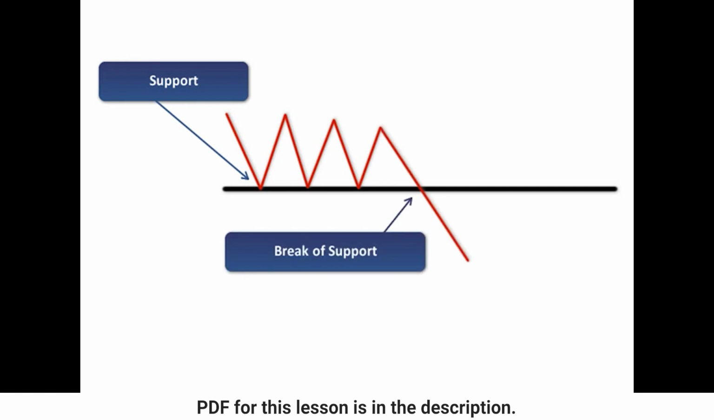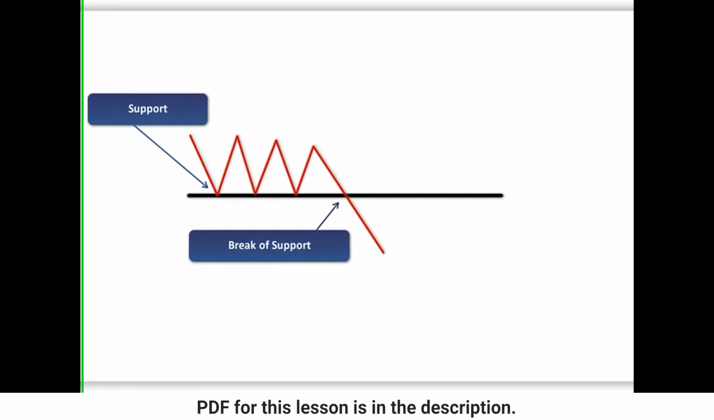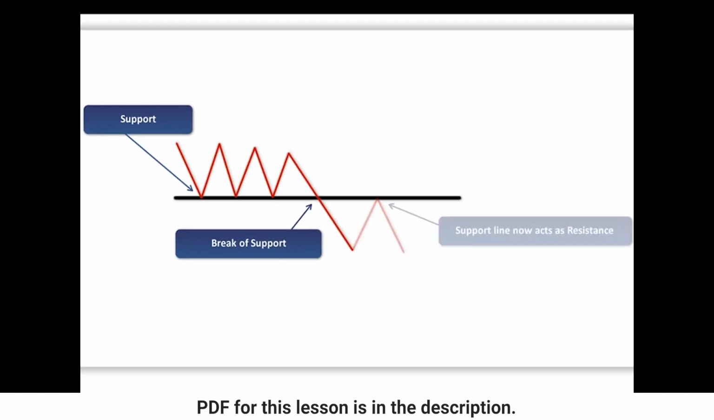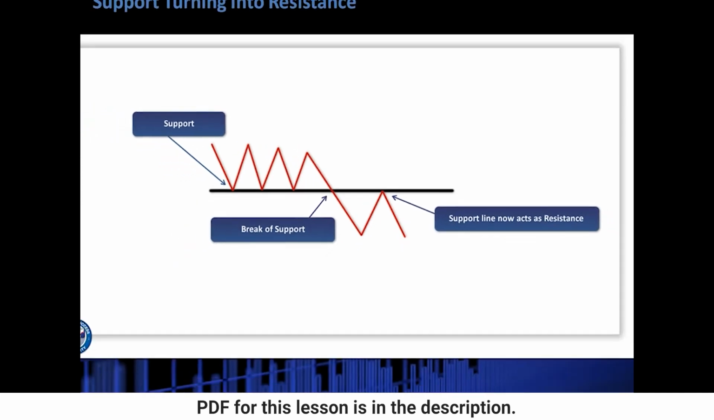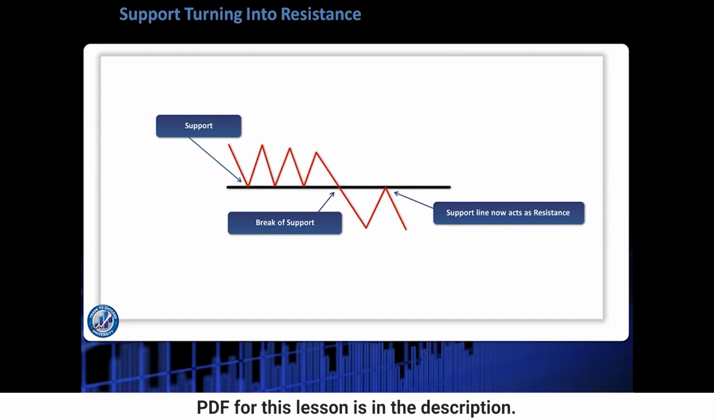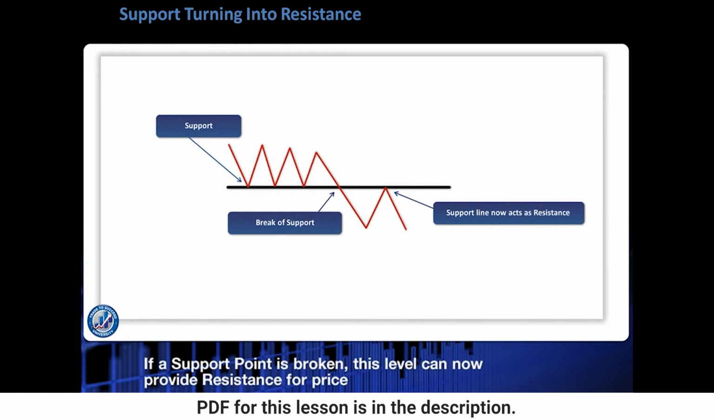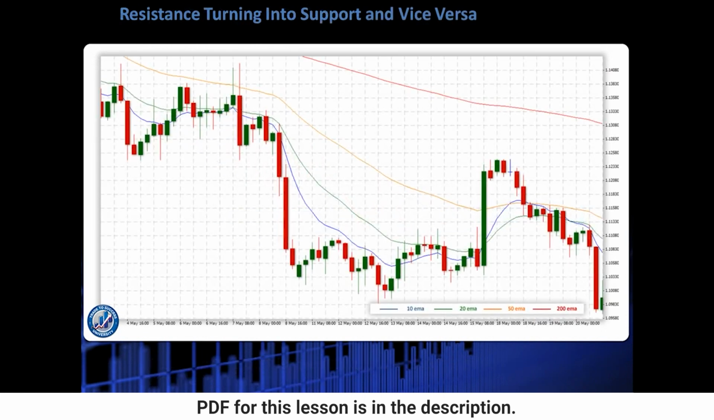Then we get a break of the support. Now if price comes back up and approaches the line, price can bounce off it, which means that the line now provides resistance. If a support point is broken, this level can now provide resistance for price. Let's see if we can spot such a scenario in this chart.